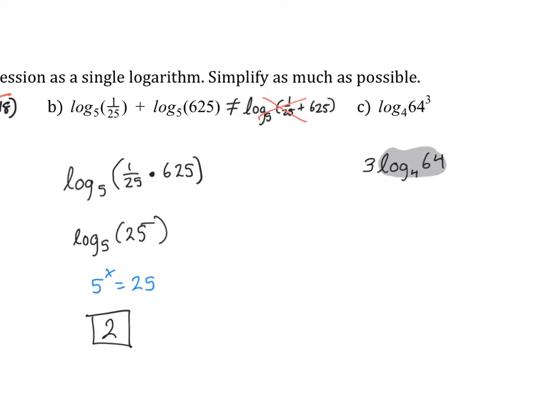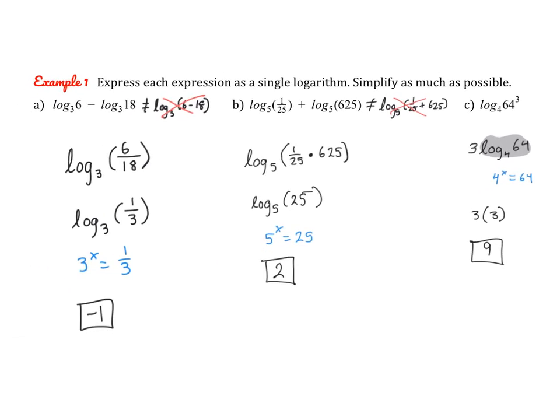So this part, we're essentially saying 4 to what power is 64? Oh, 4 cubed. So this 3 out front is still going to be there. And this logarithm is equal to 3. So we have 3 times 3, which is 9. And there you have it. So you can see how we were able to use our quotient property, our product property, and our power property to help us rewrite the logarithms, which helped us to simplify.